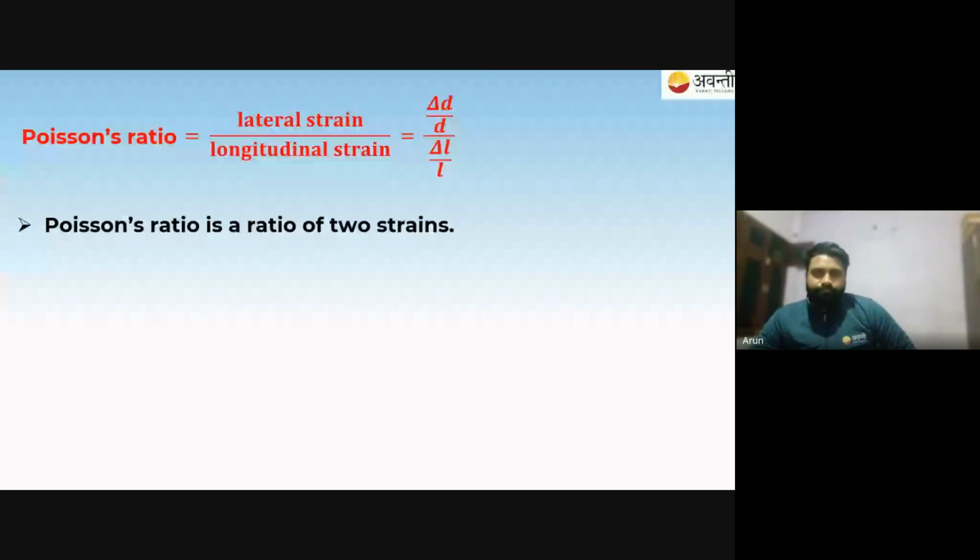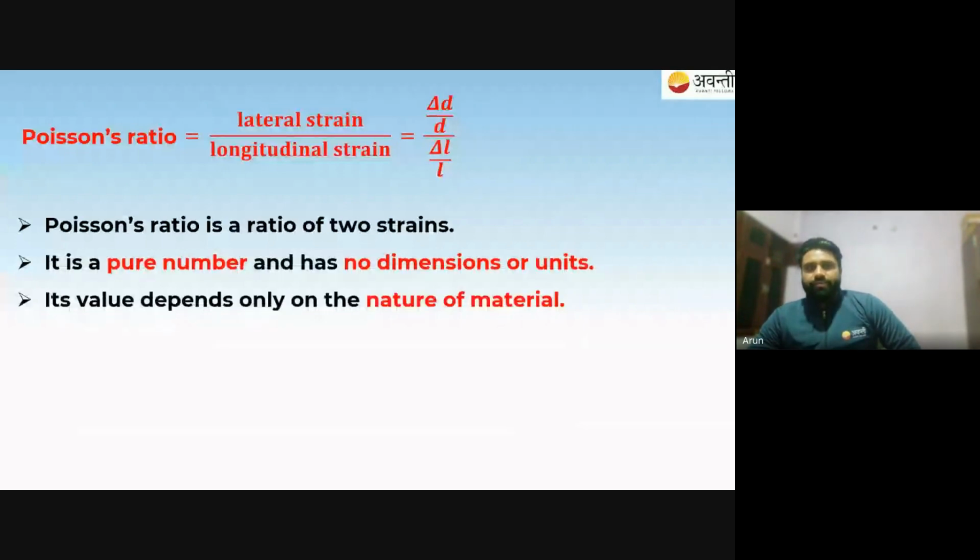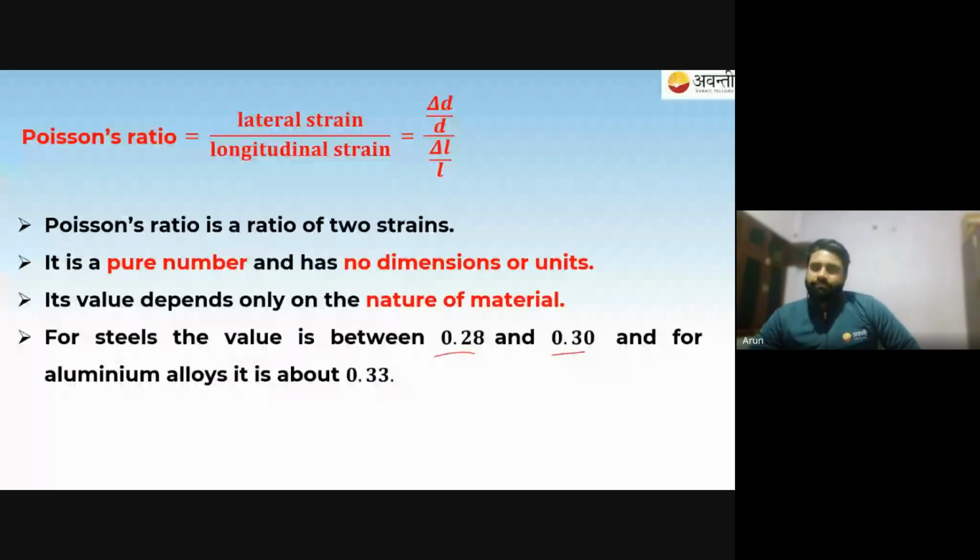Now, it is a ratio of two strains, and strain is a unitless quantity. So there is no dimension. Okay, so it is a dimensionless quantity. Pure number, no dimensional unit. Its value depends on the nature of the material. For steel, the value is between 0.28 to 0.30, and for aluminum alloys, it is 0.33.